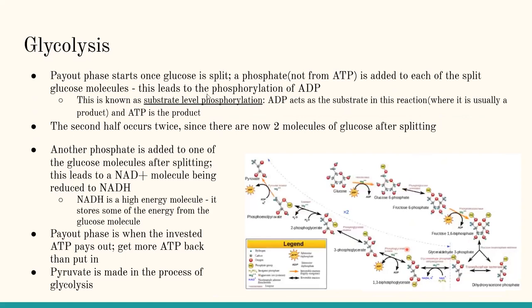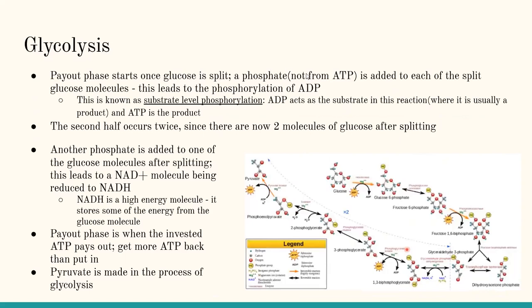Moving on to more glycolysis again, the payout phase. This starts once the glucose is split. As you can see on the chart down here, there's a part where fructose 1,6-bisphosphate turns into dihydroxyacetone phosphate, and that's the part where it splits into two. This is when the payout phase really starts.